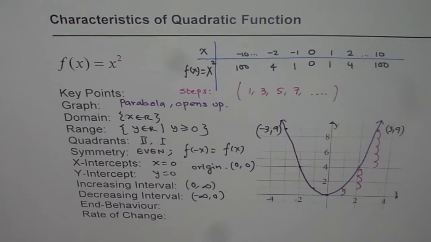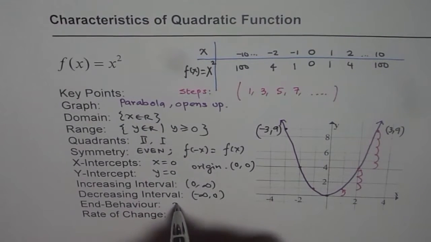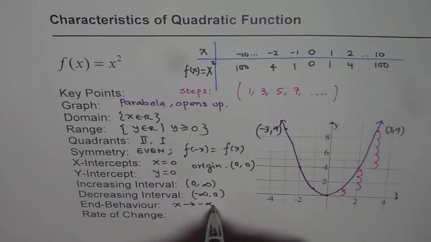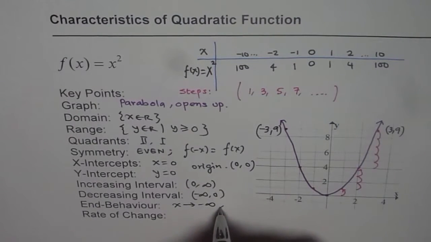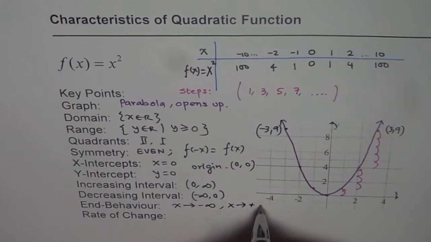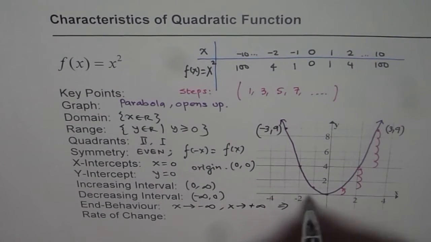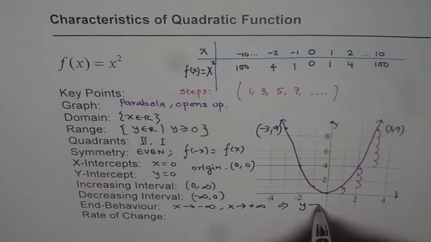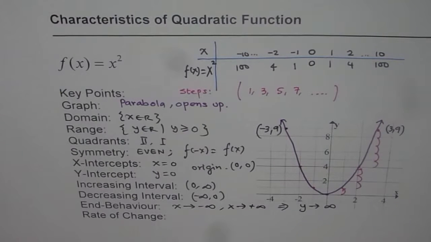How about end behavior? End behavior really means if x values are very large, negative or positive, what happens to y values? In this case, we see if x value is very large, negative, or if x value is very large, positive, then what do we see? Y value is always positive. Positively large, right? So it opens in one direction, right? That is how it is.